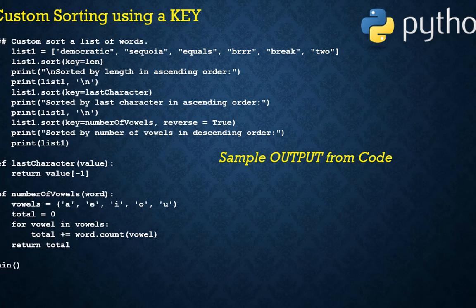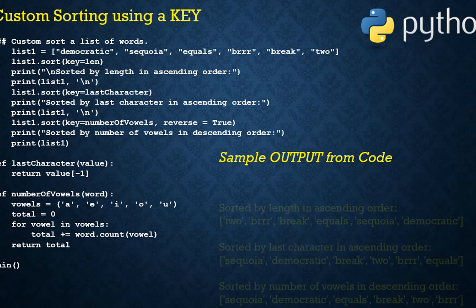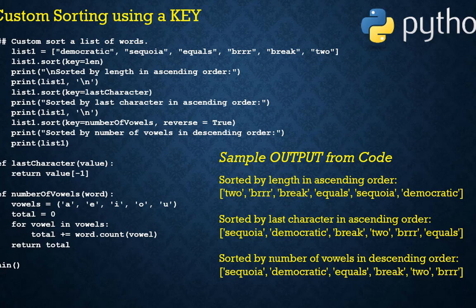Here is the sample output from running this code. Sorted by word length, in ascending order, we see the word to, because it had 2 characters, followed by burr with 4, break with 5 characters, equals with 6 characters, Sequoia with 7 characters, and finally democratic with 8 characters.